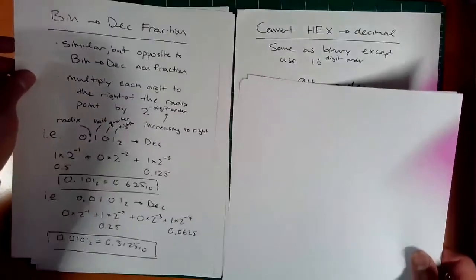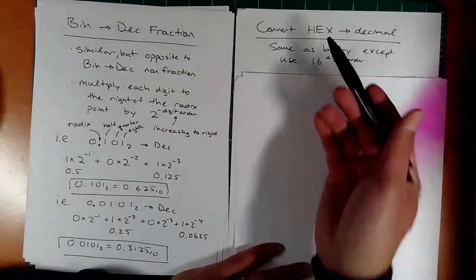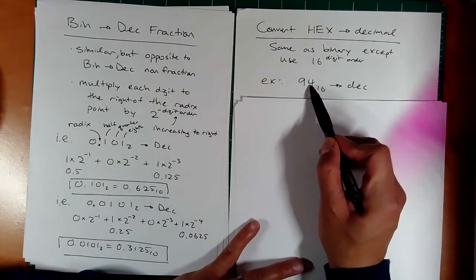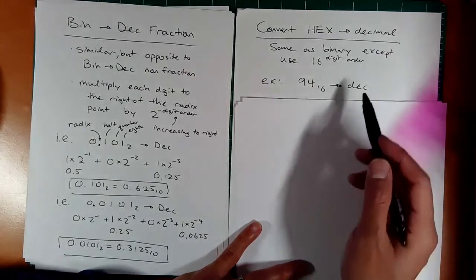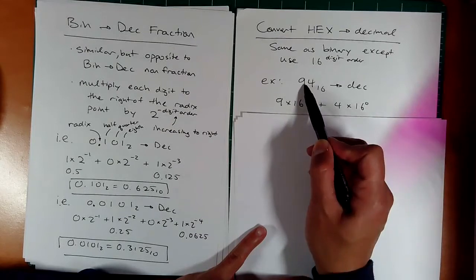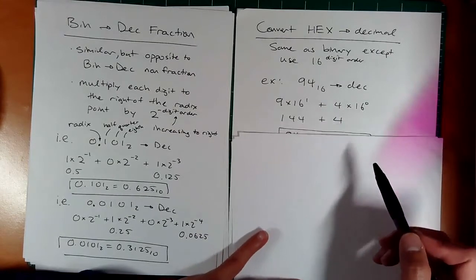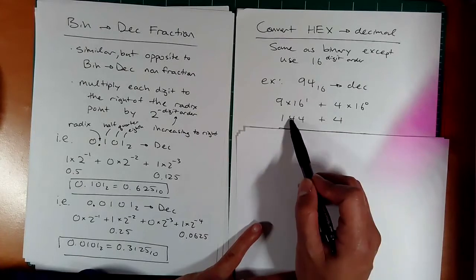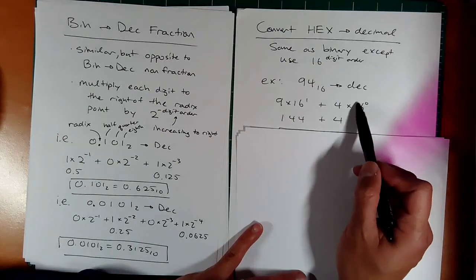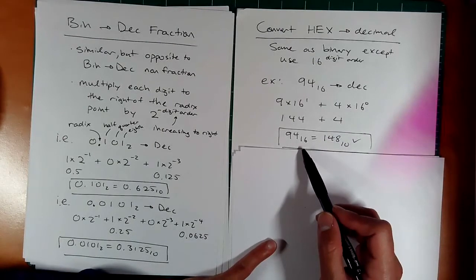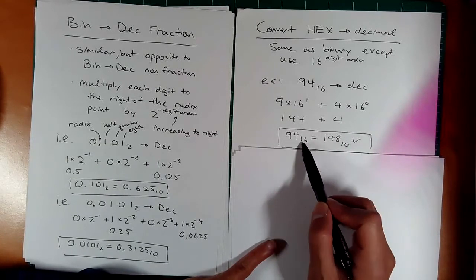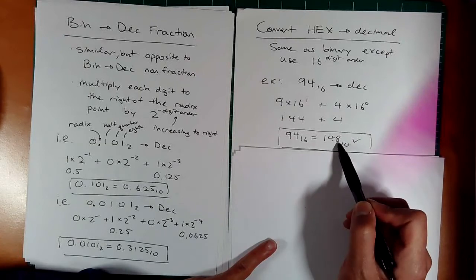Okay, now how would we convert hex to decimal? Well, it's going to be the same thing as binary, except we're going to use 16 to the digit order. So if we have 94 base 16 and we want to convert that to decimal, you're going to do the same thing. You're going to take 4 times 16 to the 0 plus 9 times 16 to the 1. Okay, so we're going to add up 4 plus 144 in this case, because 9 times 16 is 144, and 4 times 16 to the 0 is just 1 here. And so what do you get? You get 144 plus 4 is 148, so 94 base 16 is the same as 148 base 10.